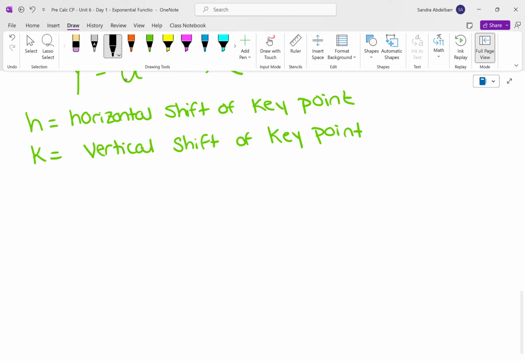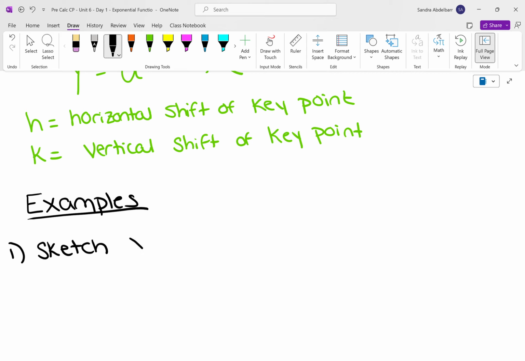All right, can we do some problems now? Let's do some examples. I want us to sketch y equals 2 raised to the x plus 1 minus 1. So the first thing we want to think of is our parent graph. This is what's going on in our heads.